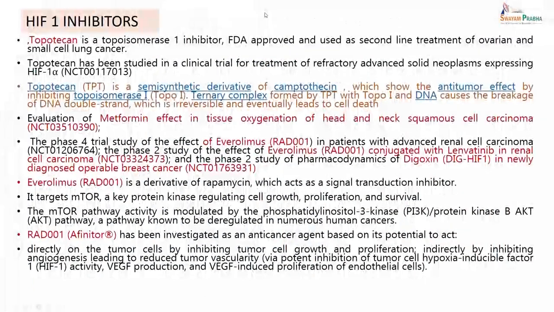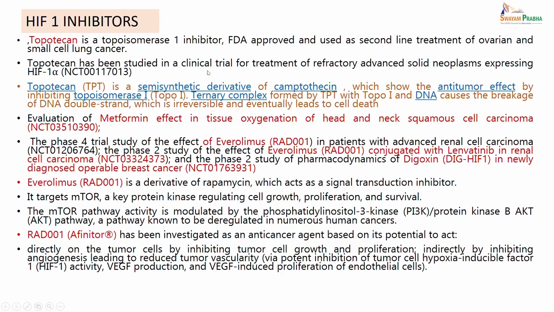Now, let us see how this HIF1 can be inhibited. Thankfully, there are a lot of HIF1 inhibitors which are available, and they have been very successfully used in several clinical trials. The first important HIF1 inhibitor is topotecan. This topotecan is a topoisomerase 1 inhibitor, and this is an FDA approved inhibitor, and it has been shown to be useful as a second line treatment for ovarian and small cell lung cancer.